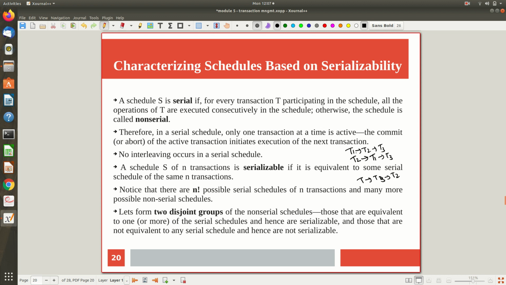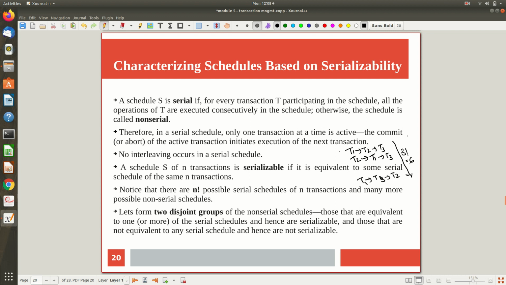Some 3 elements can be arranged in 3 factorial ways. This is an arrangement, right? T1, T2, T3, then T2, T1, T3, then T1, T3, T2. So like that, 3 factorial, which is equal to 6 serial schedules, are possible. Here each one is a serial schedule, right? Fine. So n transactions I can arrange in n factorial ways, and each one is going to be a serial schedule.